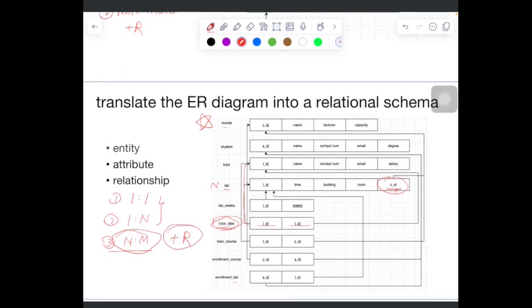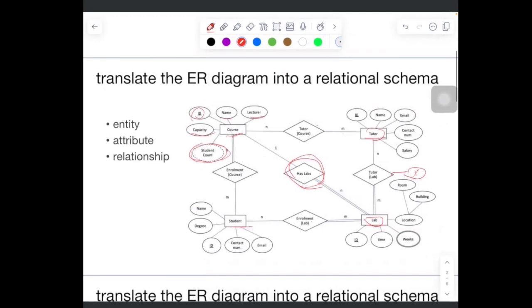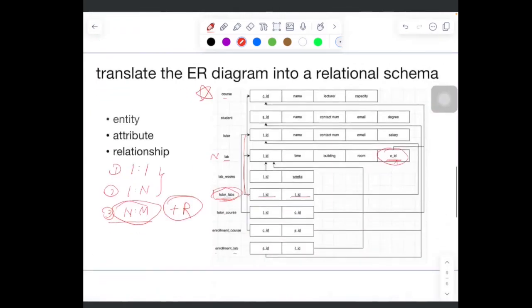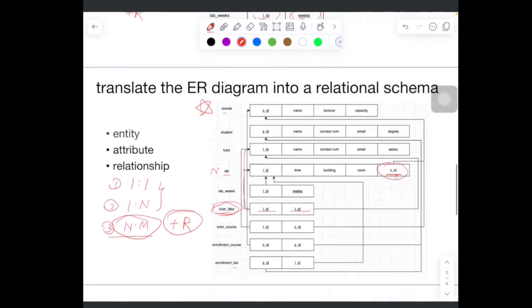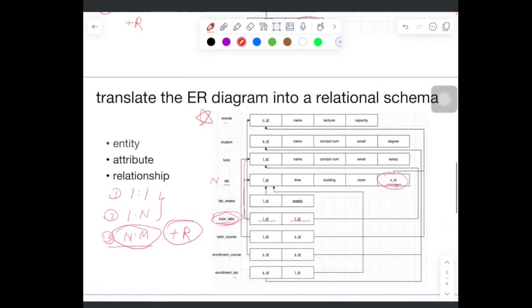So in this case, we just got one one-to-n relationship, has labs, and the remaining four relationships are all n-to-m. So let's start with the has-lab relationship. For the has-lab relationship, as we clarified before, we don't need an extra relation here. So we just simply add an attribute to the n side.